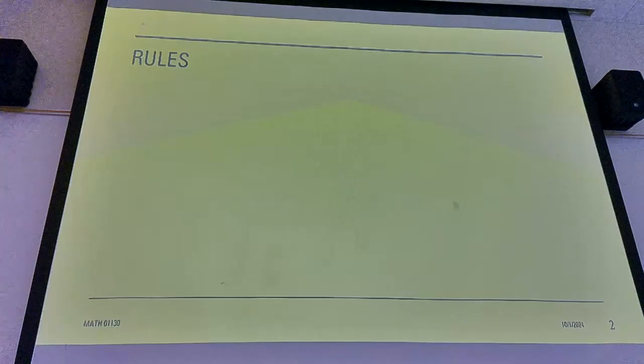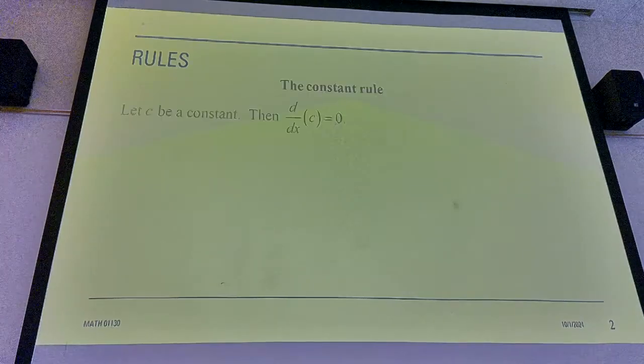First rule, the constant rule. The derivative of any constant is 0. Makes sense if you think about the derivative as the rate of change. The constant's not changing.